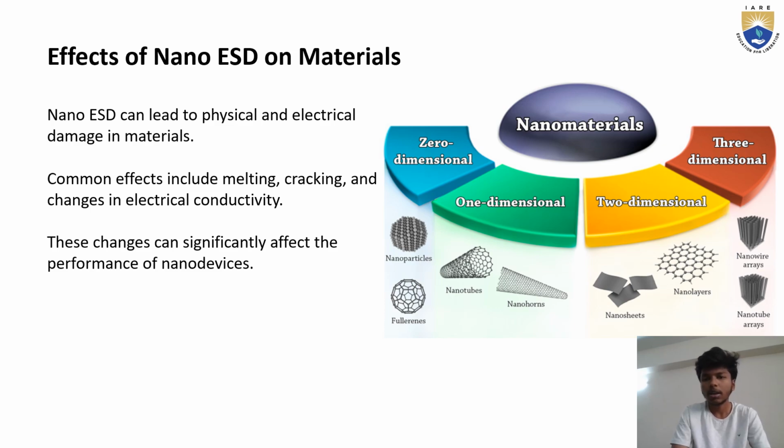Here we can see the nanomaterials which are 0-dimensional, 1-dimensional, 2-dimensional and 3-dimensional. In 0-dimensional we can see nanoparticles and fullerenes. In 1-dimensional we can see nanotubes and nanohorns. In 2-dimensional, nanosheets and nanolayers. And in 3-dimensional, nanowire arrays and nanotube arrays.